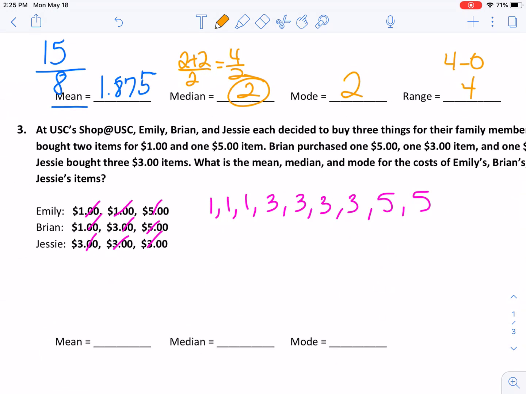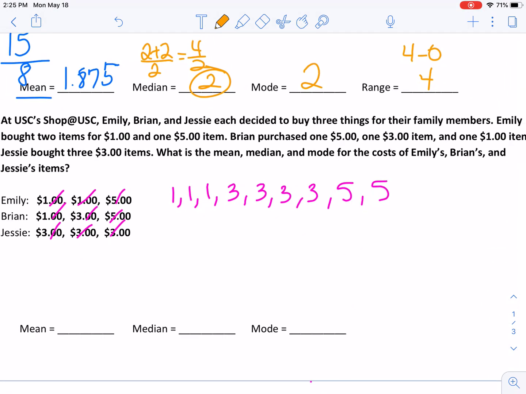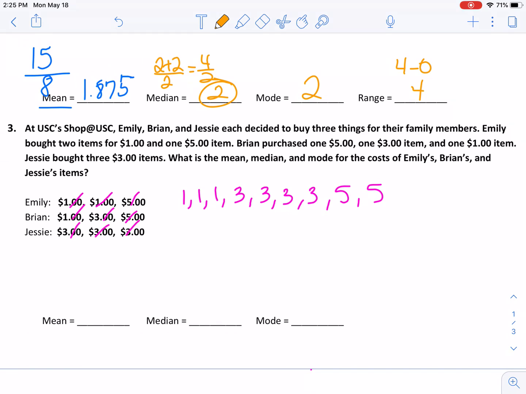All right. At the USC shop, Emily, Brian, and Jesse each decided to buy 3 things for their family members. So then it describes what the price for each item was for each Emily, Brian, and Jesse. Okay, so I've rewritten those values in order from least to greatest right here. The mean, I'm going to add up all the values. When you add up all the values, you should get 25. And I'm going to divide by 9 since there are 9 pieces of data. So 2.78 is the average price of an item that was purchased.